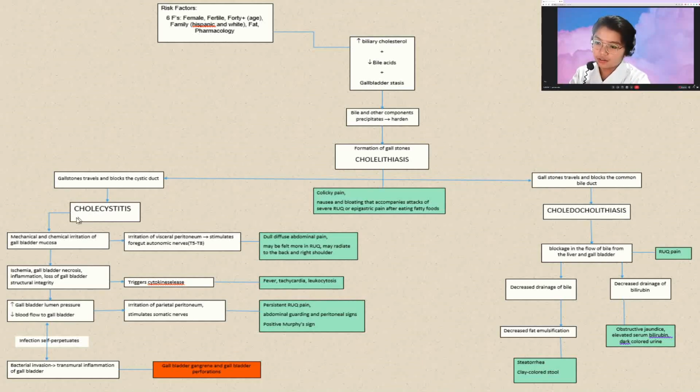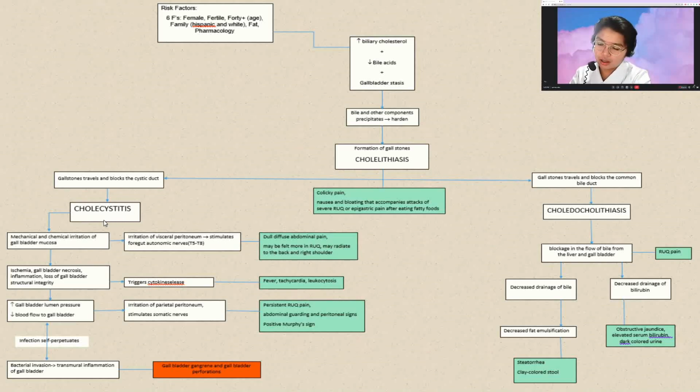Cholecystitis. First, there has to be mechanical and chemical irritation of the gallbladder mucosa. Now, this irritation will lead to irritation of the visceral peritoneum, and it stimulates the gut autonomic nerves, the T5 and the T8. This will manifest as dull, diffuse abdominal pain and may be felt more in the right upper quadrant, and then may radiate to the back and right shoulder.